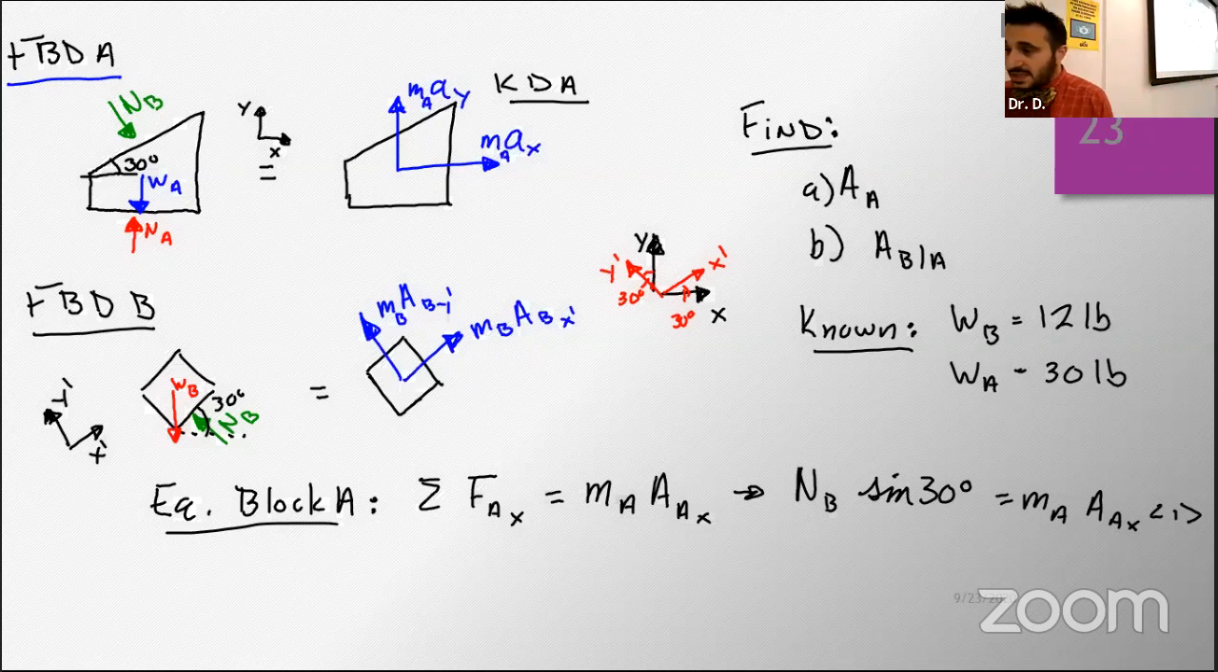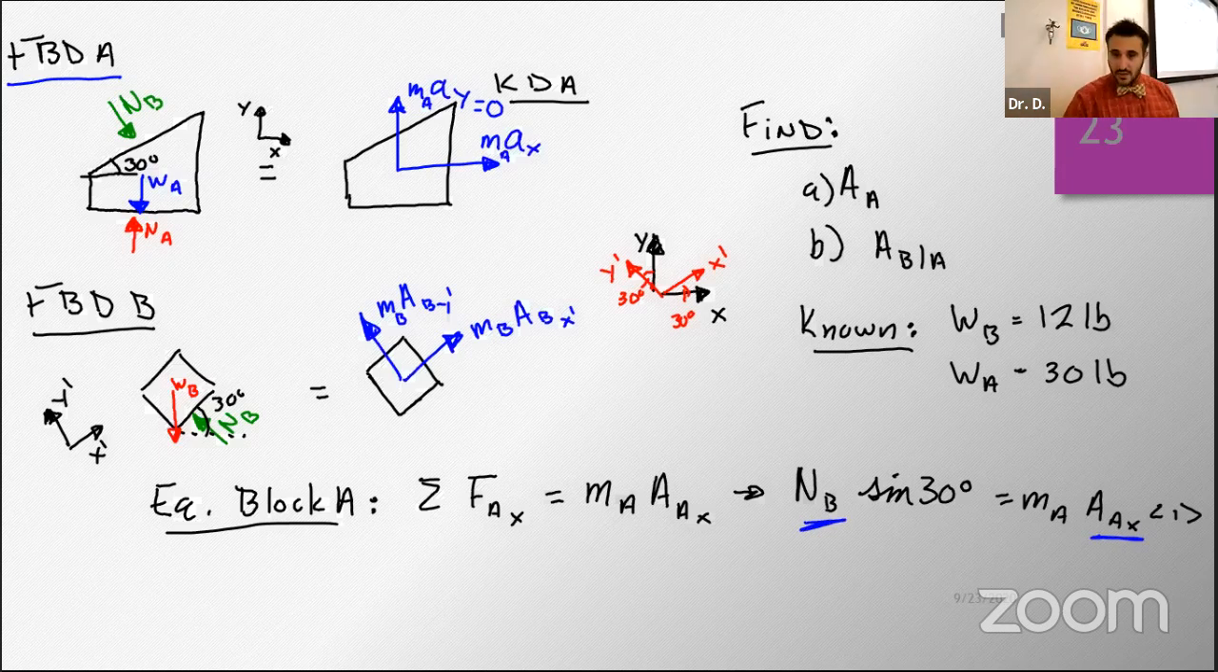Or n sub b. So I need at least one more equation to figure out what a sub a is, and that's a sub a in the x direction. There's no acceleration in the y direction. If we need to remember it, we can always write that this is 0 right there. That's interesting because I don't know this and I don't know this. So how am I going to get n sub b?